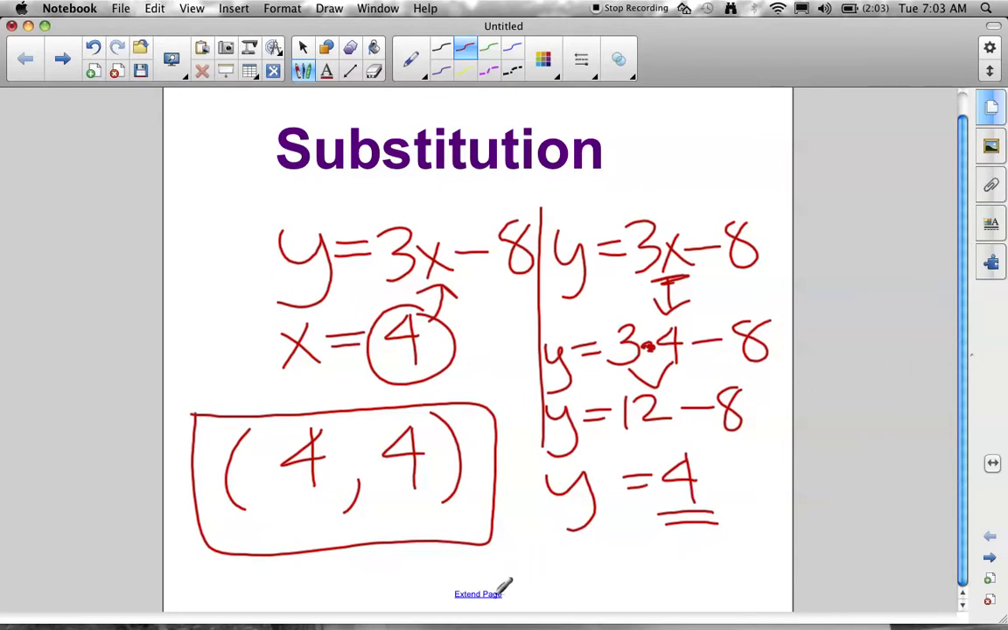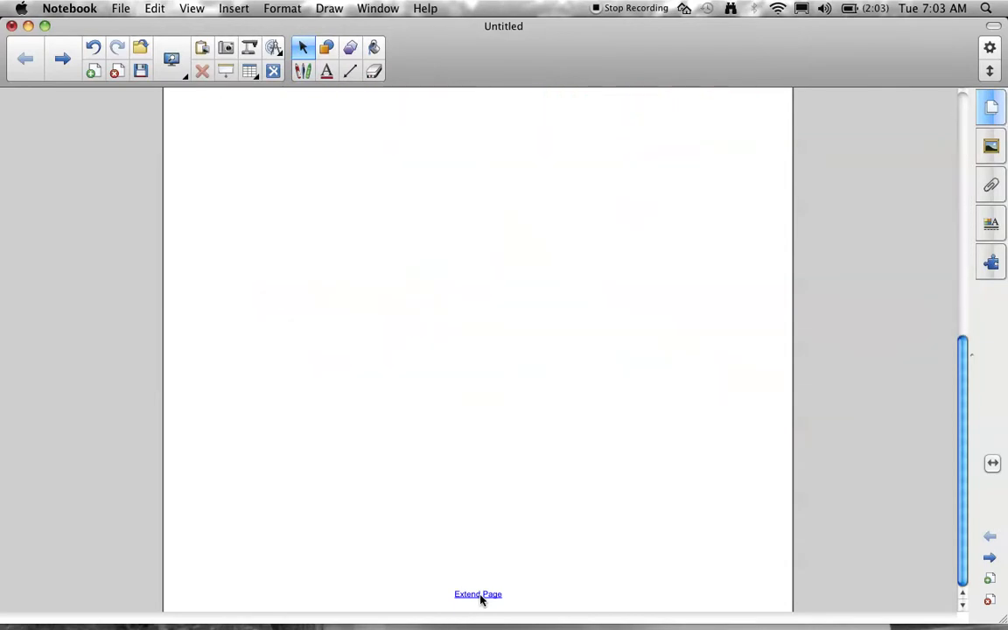Whoop, let me get my clicker working here. Extend page. Okay, here we go.